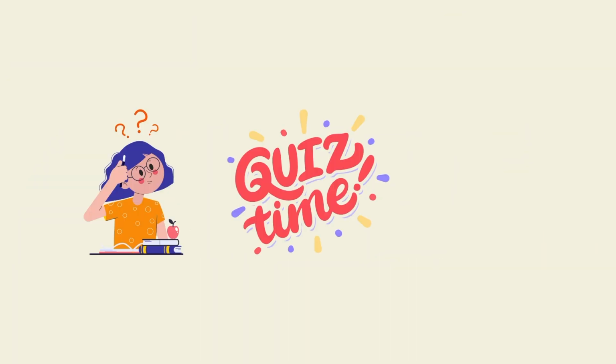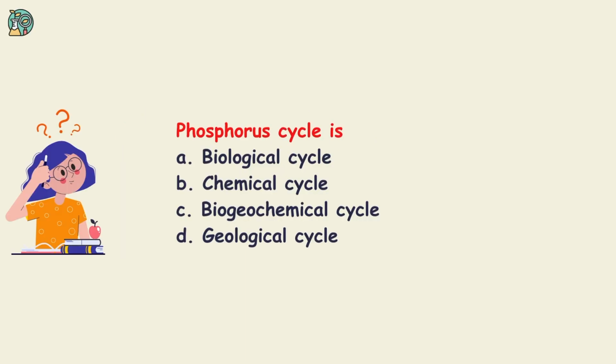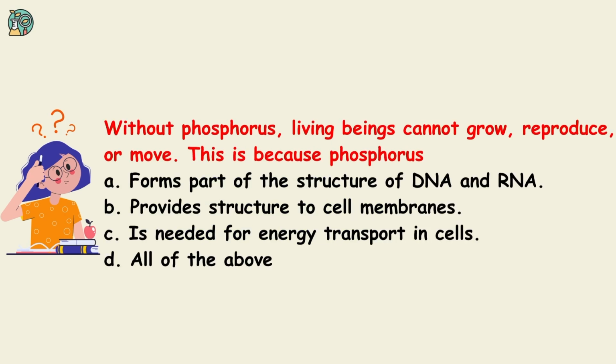Now before ending the video, let us check your knowledge regarding the phosphorus cycle. The first question is, the phosphorus cycle is A. Biological cycle, B. Chemical cycle, C. Biogeochemical cycle or D. Geological cycle. Well, the answer for this question is C. Biogeochemical cycle.